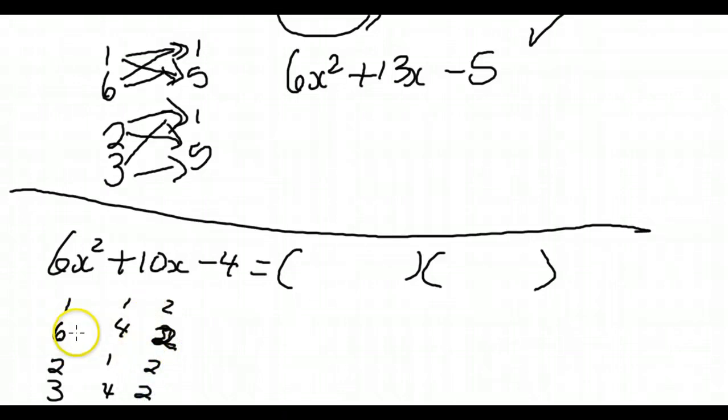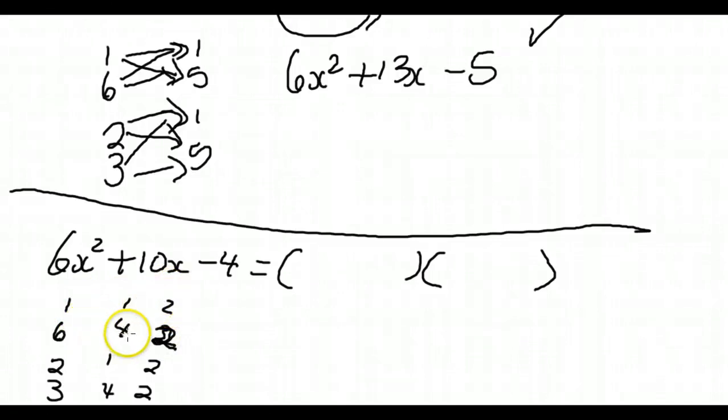So, looking at these, 6 times 4 is 24, and 1. Can't get a 10. 24 and 1 gives me 25 or 23. How about 6 and 1? 6 and 4 does give me 10, but I have to add them, and here we know they have to differ by 10. What else can I do? 6 times 2 is 12, and 1 times 2 is 2.